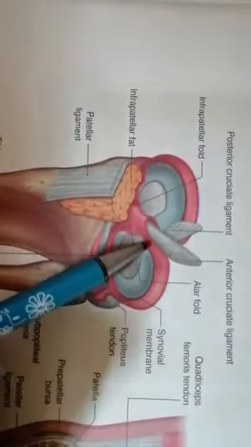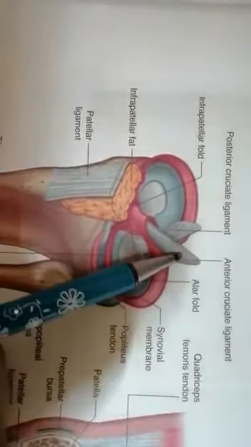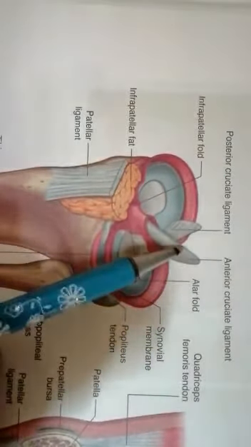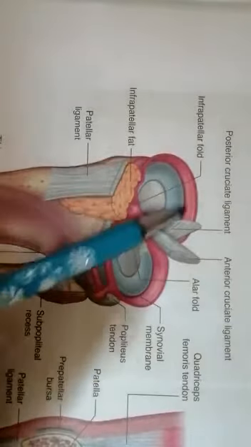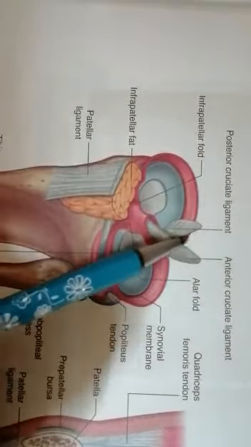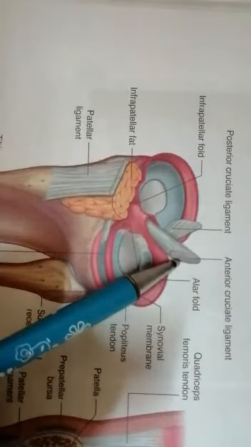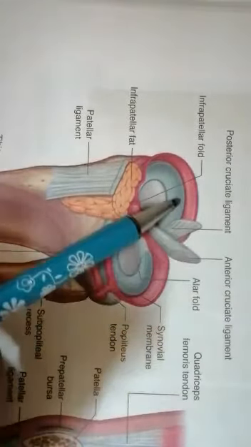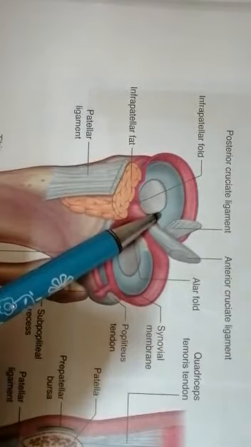Now in this diagram, you can see the anterior cruciate ligament on the anterior side of the femur bone, and it attaches on the lateral meniscus of the knee joint, while the posterior cruciate ligament is coming from the posterior side of the knee joint, and it is going to attach on the medial meniscus of the knee joint.